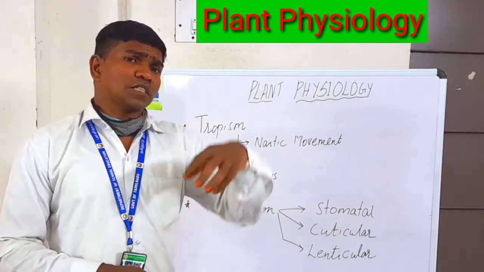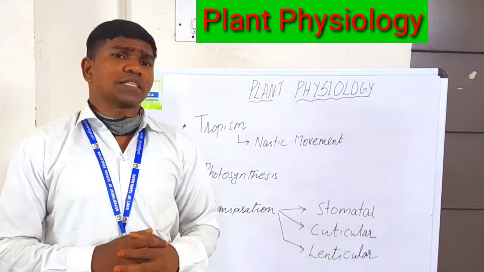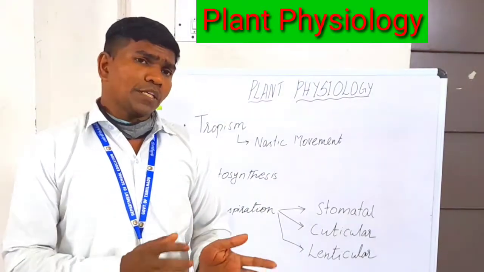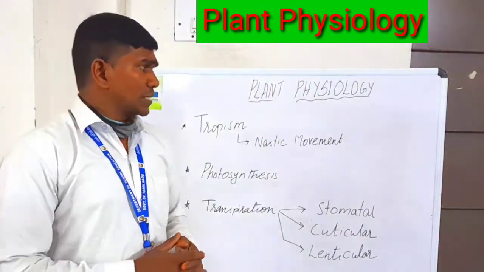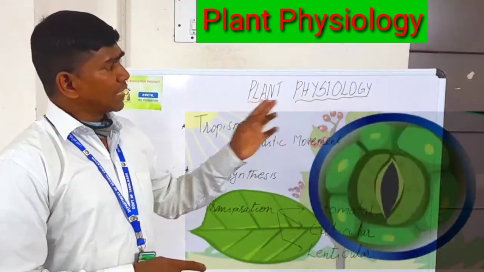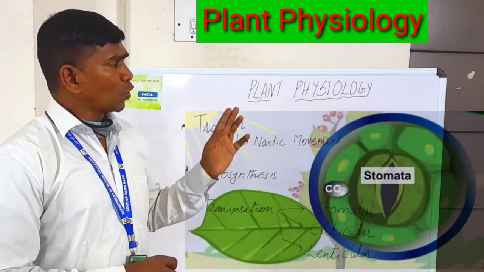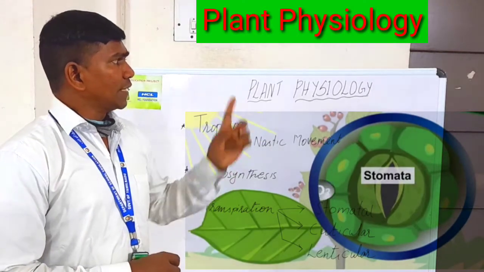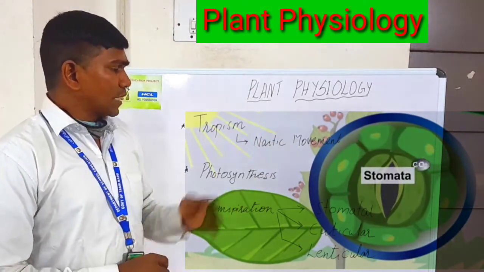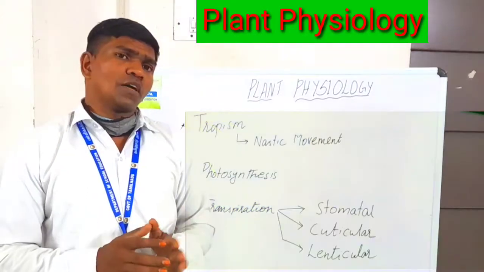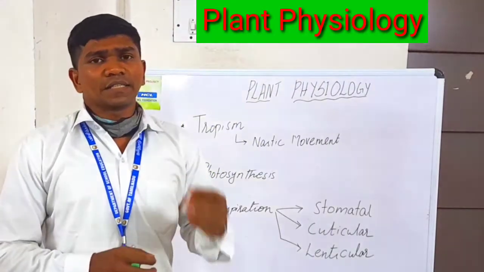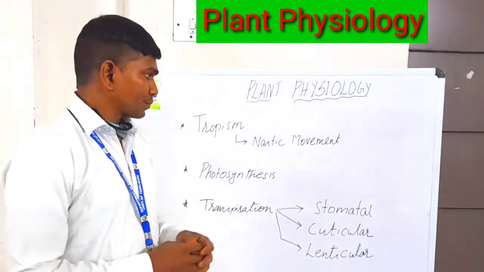The plant part evaporates water through a specialized structure called stomata. Stomata are present in the leaves. You can see the structure of a stomata. It has two kidney-shaped cells which have a pore. It has closing and opening structures. Then it is surrounded by subsidiary cells. This stomata is used for evaporation of water, which is said to be transpiration.